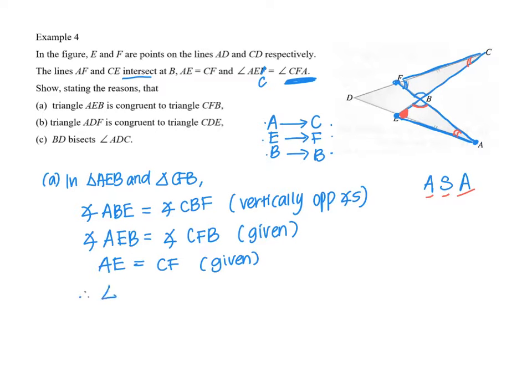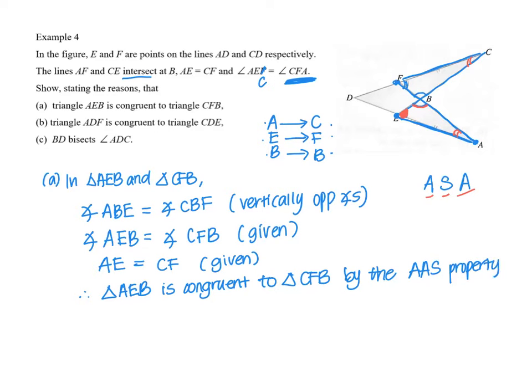So therefore, triangle AEB is congruent to triangle CFB by the ASA property, or instead you can actually use AAS also, because this property just means two angles, one side. So therefore I have these two triangles that are congruent to each other.